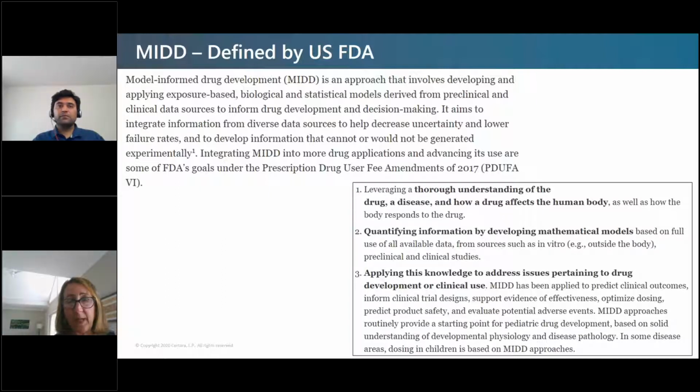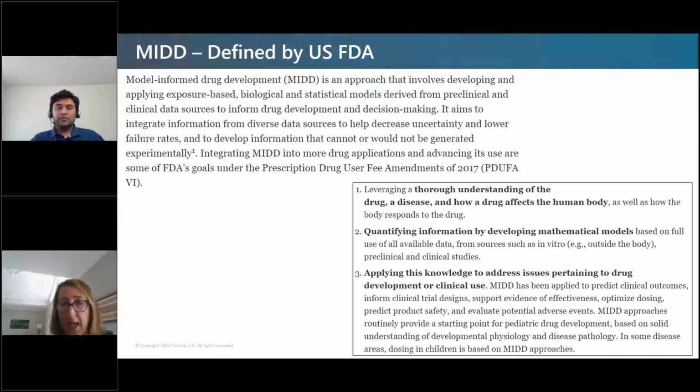So there are many valuable benefits here, but these are highlighted again by the agency. One, leveraging a thorough understanding of the drug, the disease, and how the drug affects the human body. These are benefits of using MIDD. The second is to be able to quantify information via mathematical models, which are based on a range of data sources from in vitro, preclinical, and clinical studies. And then third is how to apply that knowledge. I would say this is where the art form really comes in.